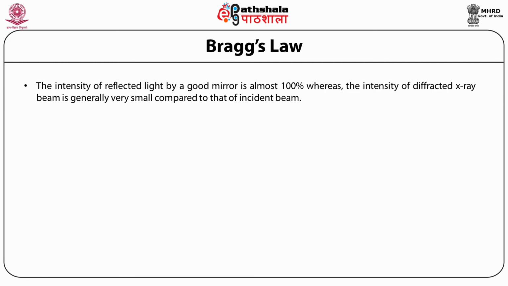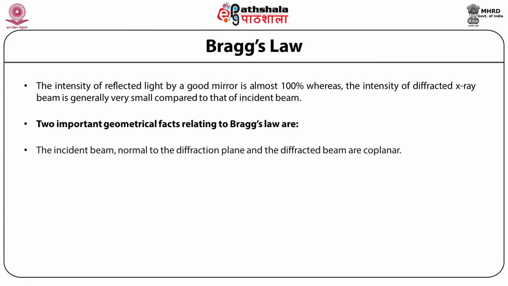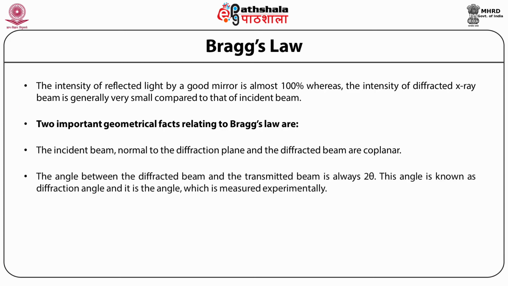The next two important geometrical facts related to Bragg's law are as follows. First, the incident beam, the normal to the diffraction plane and the diffracted beam are coplanar. Secondly, the angle between the diffracted beam and the transmitted beam is always 2 theta. This angle is known as the diffraction angle and it is the angle which is measured experimentally.